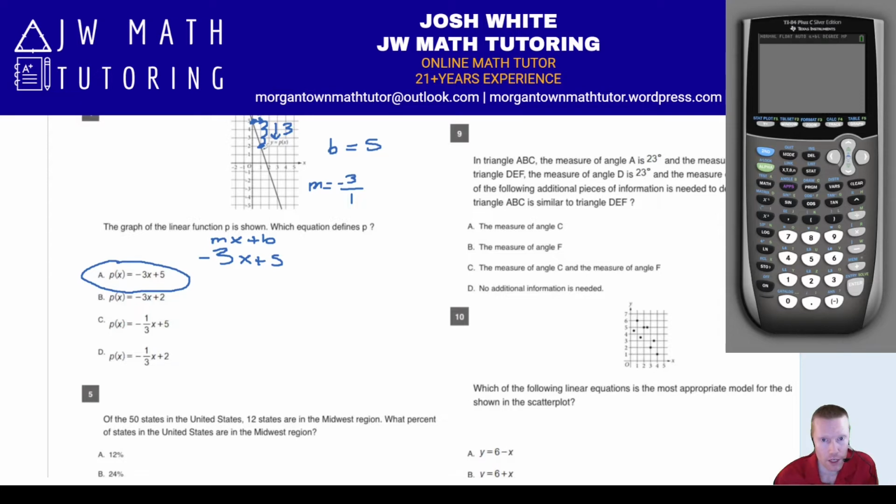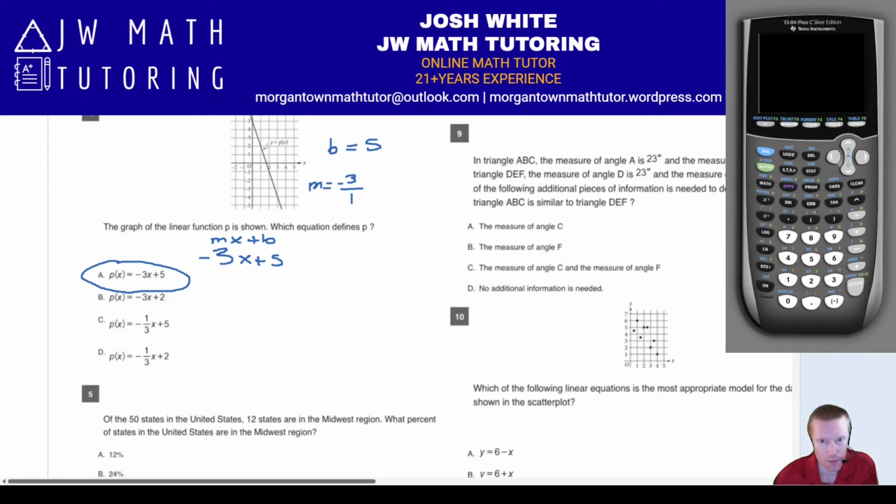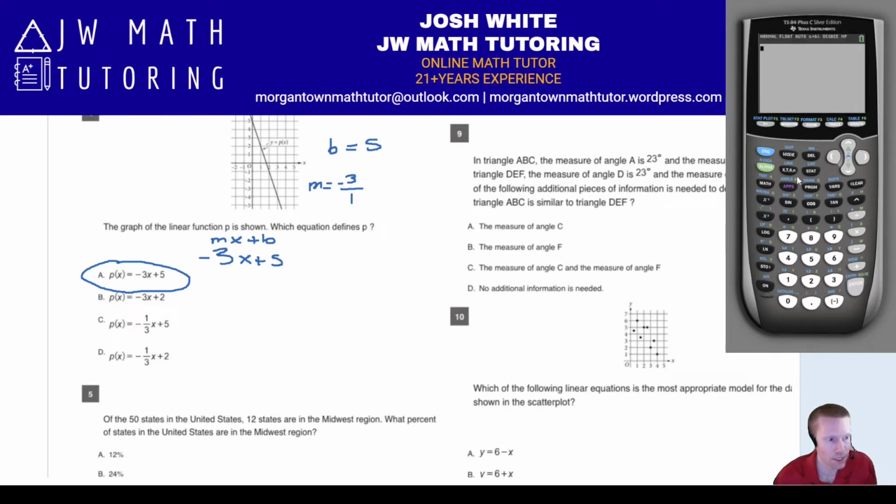Now, an alternate method, if for whatever reason you forgot how to find the y-intercept or how to find the slope, you could technically go to the calculator, go to the stat menu, and put in any 2 points from this line here. So let's say we have our first point 0, comma 5.